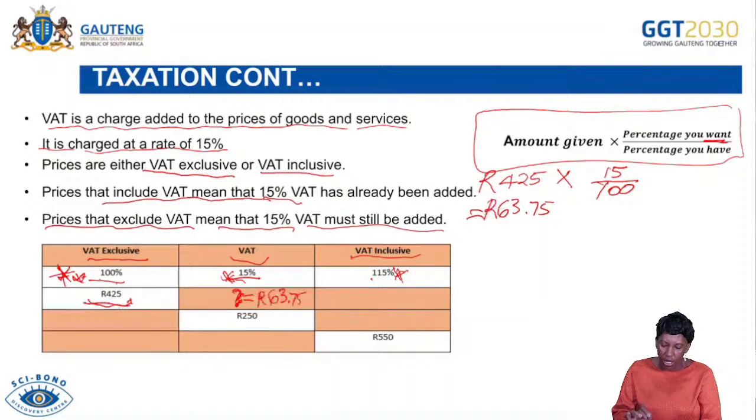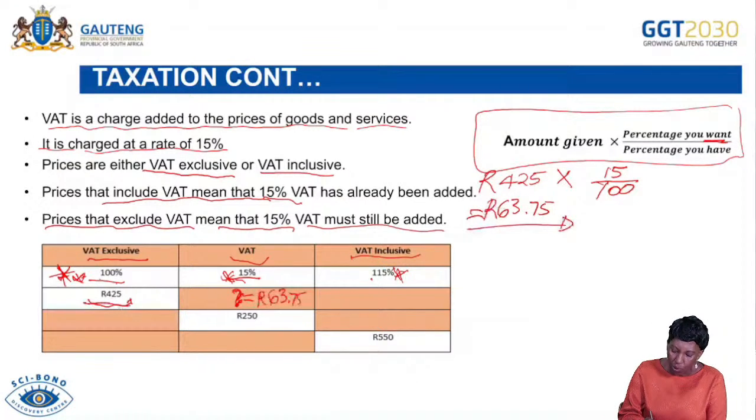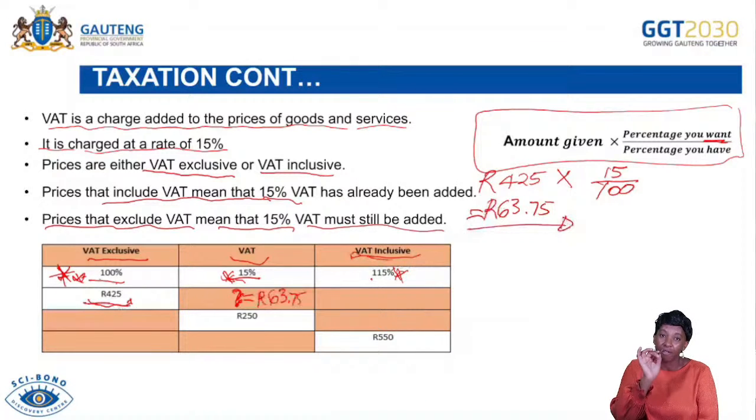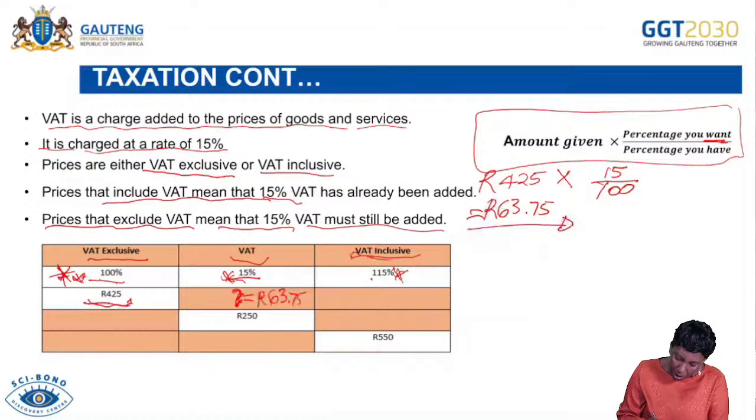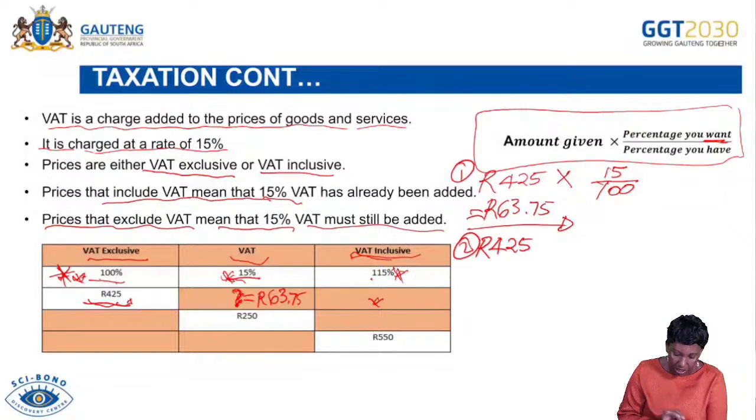And then I go to the next one now. I am done with this one. Now I'm going to the VAT inclusive. I want the VAT inclusive now. Let's check there. Now we say how much amount. This is your number one. Let me do number two now. With this one, the amount given is 425.